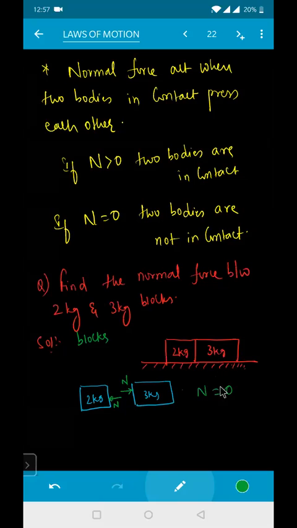Isn't it? You are pressing on the ground. This is also pressing on the ground. So this 2 kg body is pressing on the ground. This 3 kg block is also pressing on the ground. But 2 kg is not pressing to 3 kg and 3 kg is not pressing to the 2 kg. खाली वो दोनों ऐसे attach होके बैठे हुए हैं. So I can say that blocks are not pressing each other. ठीक है ना? तो नॉर्मल क्या हो जाएगा उन दोनों के बीच में?